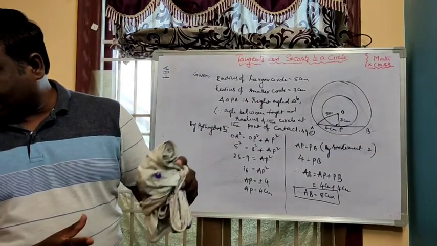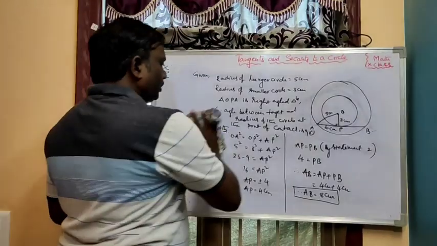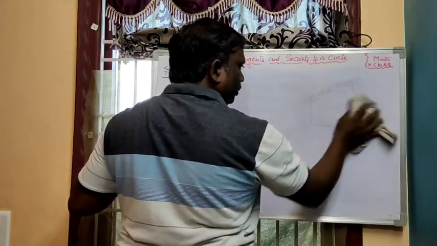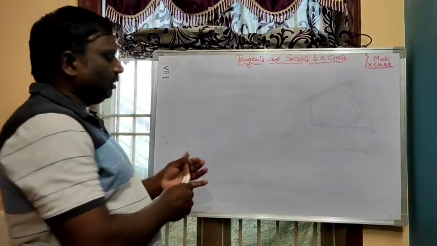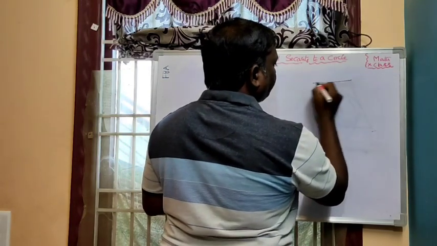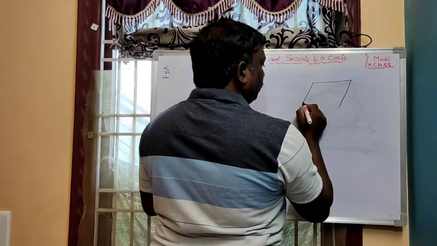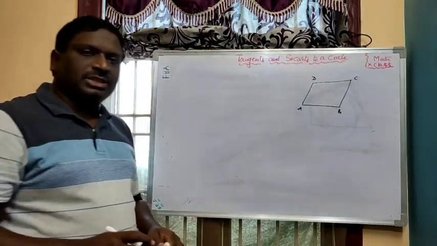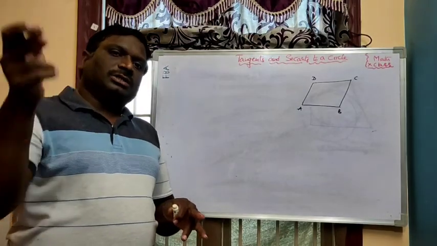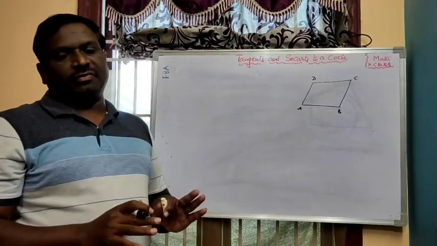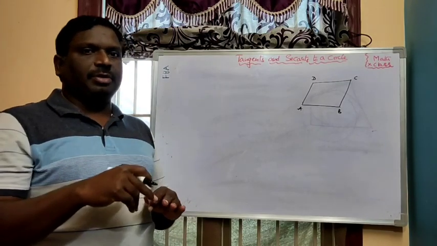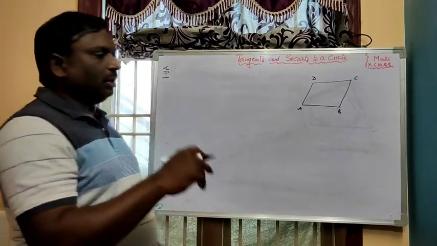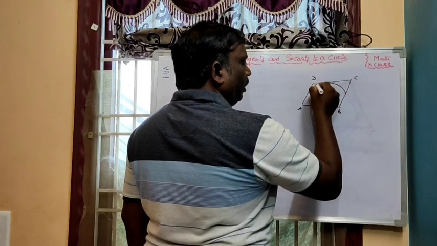Prove that a parallelogram circumscribing a circle is a rhombus. This is a parallelogram. Circumscribing means we should draw the parallelogram first. Circumscribing means outside of the circle. A quadrilateral circumscribing means the quadrilateral lies outside of the circle. That means the circle touches all the sides of the quadrilateral, here all the sides of the parallelogram.